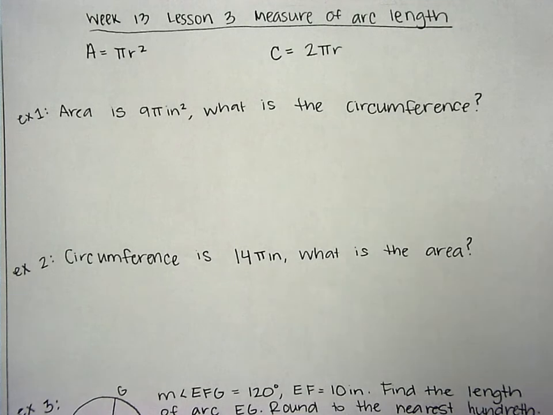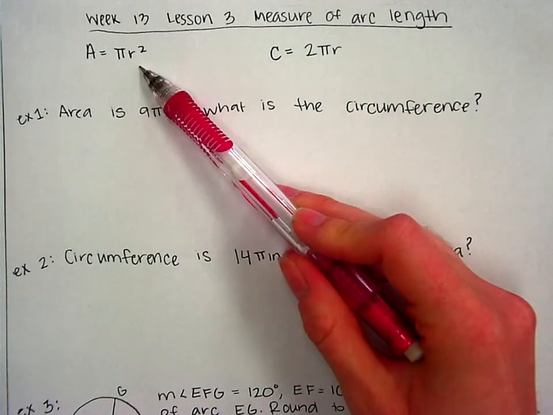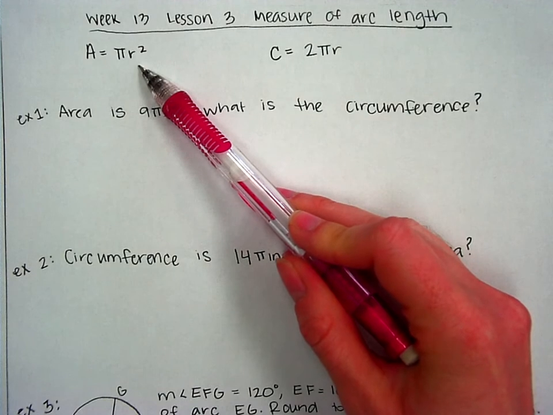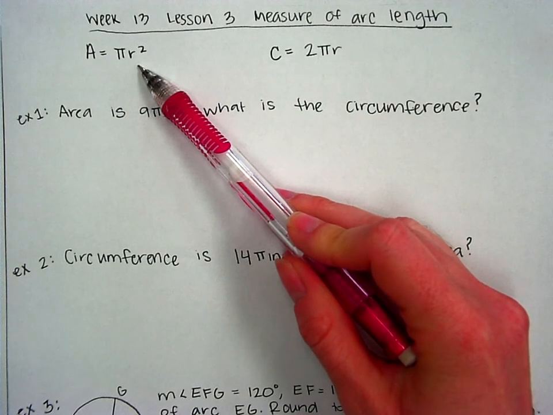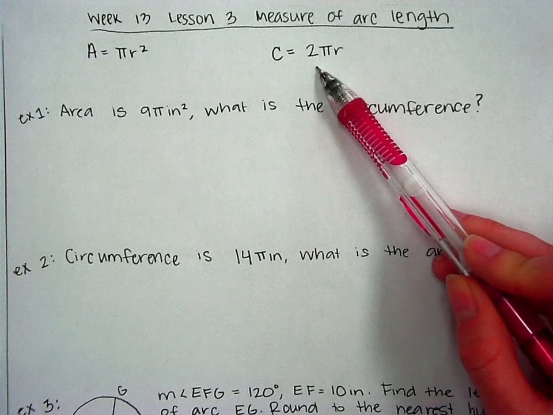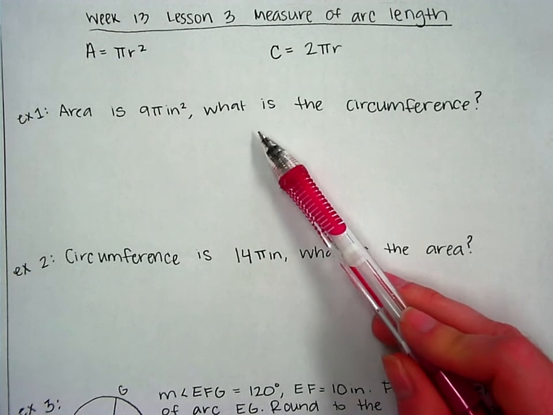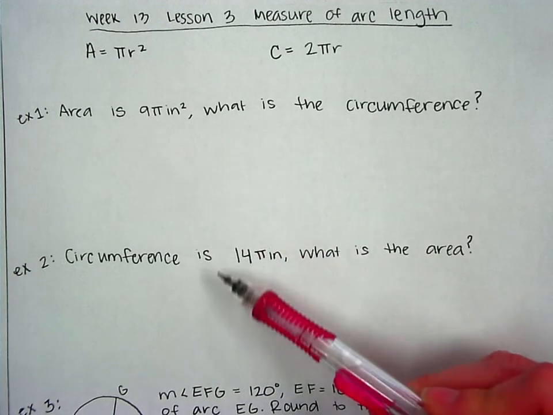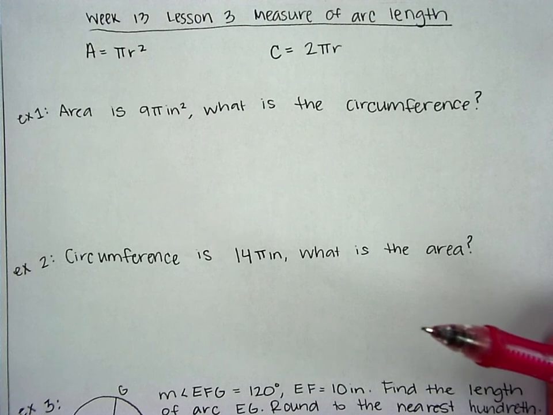So area is pi r squared, and r is the radius of the circle, so that's from the center of the circle to the edge. And circumference is 2 pi r, using again the radius of the circle. These are some examples that you might see when you do the assignment for this section.